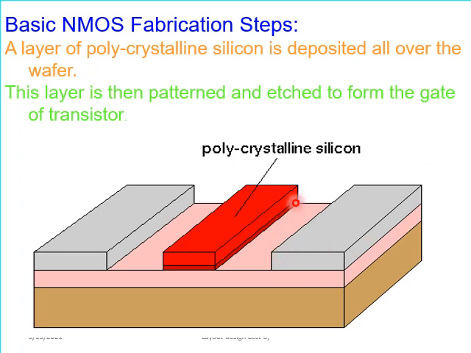Next, polycrystalline silicon is placed here. The layer of polycrystalline silicon is deposited all over the wafer. This layer is then patterned and etched to form the gate of the transistor. This acts as the gate terminal of the transistor.